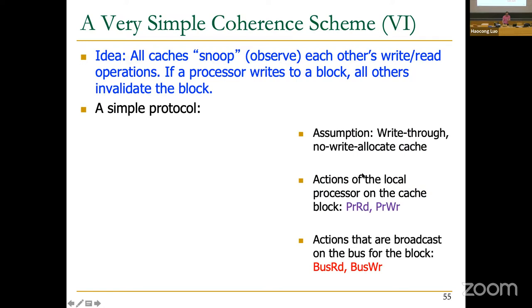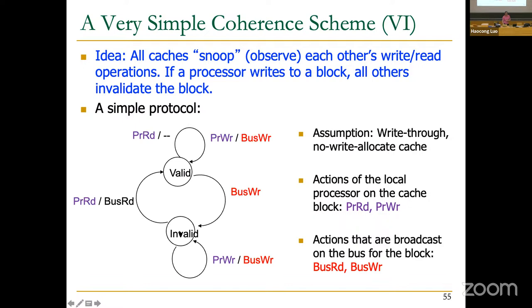Local processor can do read or write to the cache block. And based on those actions, bus read and bus write are broadcast on the bus for the block. And this is what the protocol looks like. It has two states. Because it's a write-through cache, it doesn't have a dirty bit. That's the simplest protocol. So basically, you have a valid state or invalid state. If a processor writes to that cache block, it has to be valid, hopefully. Then it sends a bus write signal. This is the input, this is the output. And whenever a processor sees a bus write in its valid state to a given block, it makes the block invalid, right? This is a very simple state machine that you're used to right now. With these assumptions, this is a working coherence protocol.